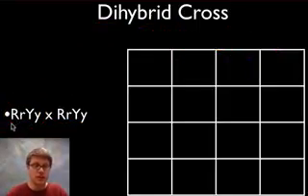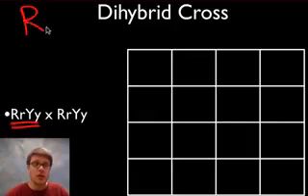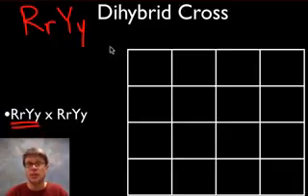So what do we do? Let's say this parent right here. And I'm going to write it up here so it makes a little more sense. Big R, big Y, little y. What possibilities could they produce?